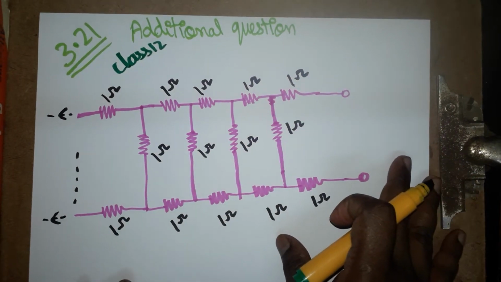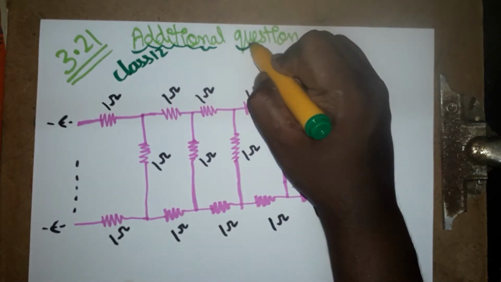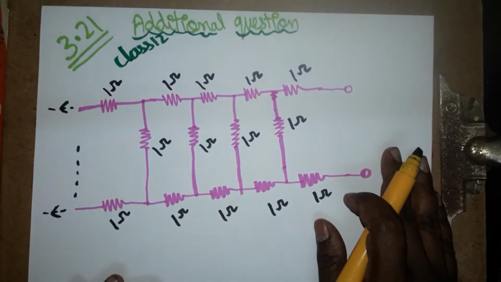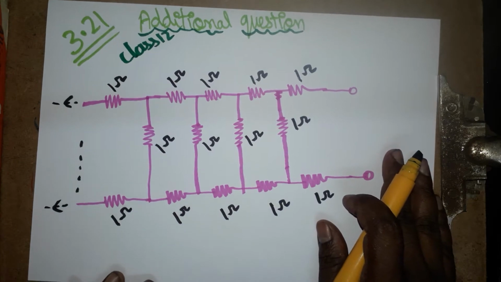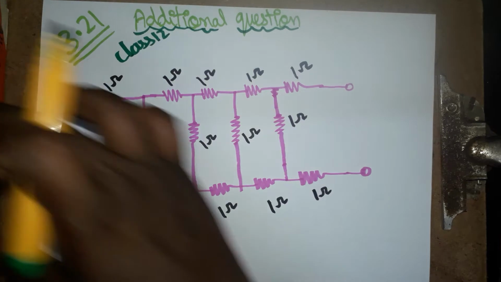Mostly the additional questions will be very difficult, because each question has its own track. I am explaining 3.21. It is an infinite circuit, and it goes like this.